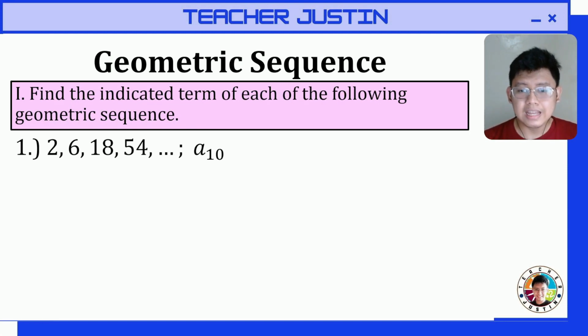So let's have this example. Let's find the 10th term of this geometric sequence. So ang geometric sequence natin is 2, 6, 18, 54, and so on and so forth.